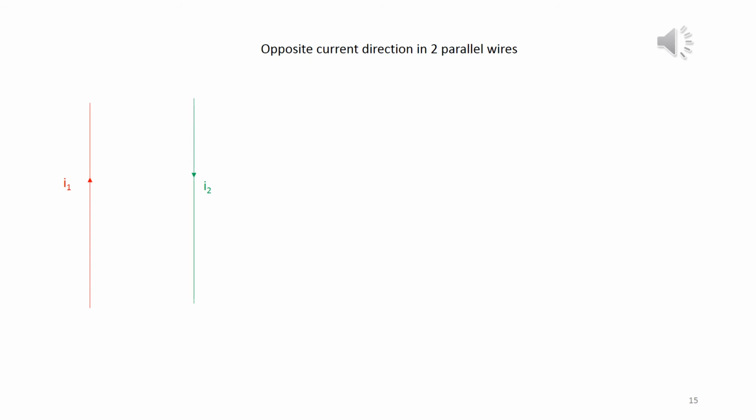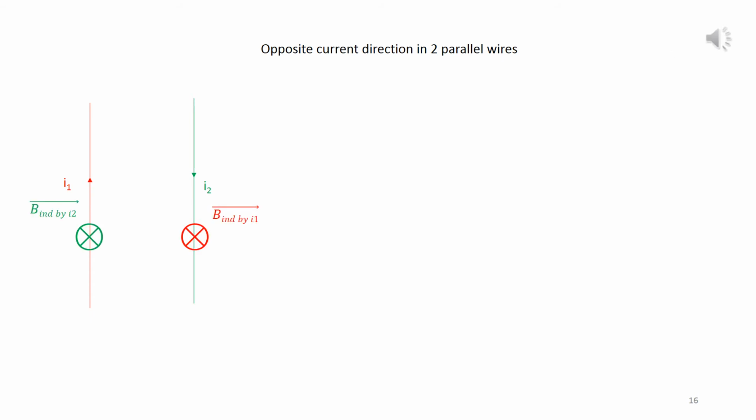What do you think the magnetic field direction is on each wire? Use the curved fingers rule with your right hand. If you put your thumb with I1, on the right side of I1 the magnetic field is going into the page, so I put an X. If you put your thumb on the green I2, which is going down, it will also be X on the right side of I2, so the magnetic field 2 is going into the page as well.